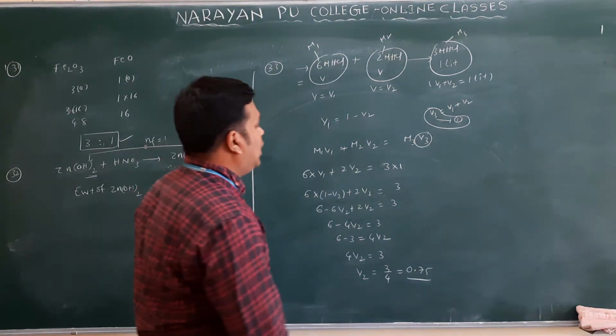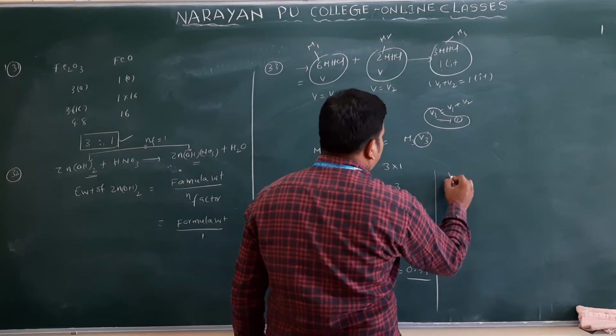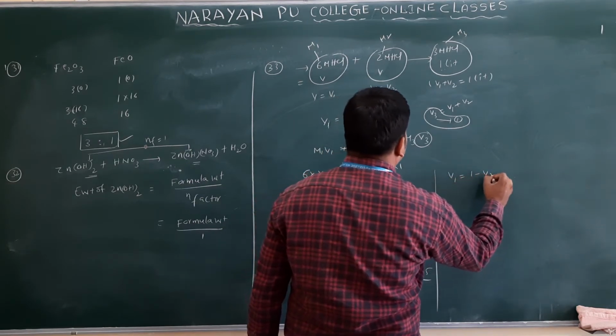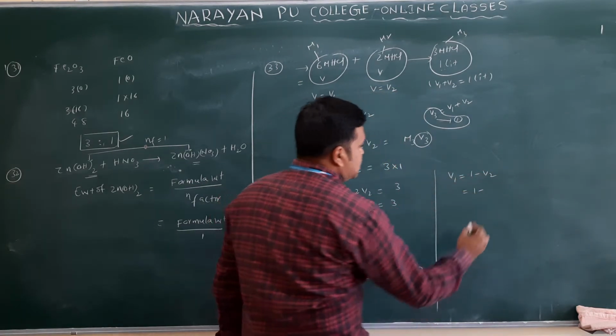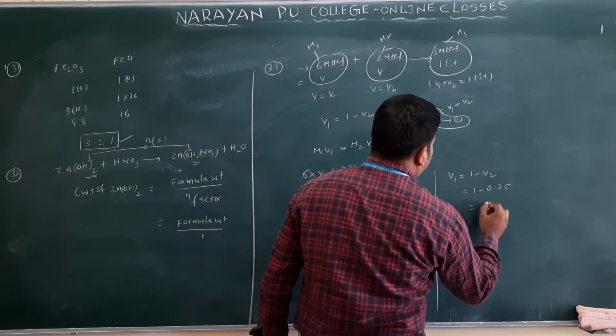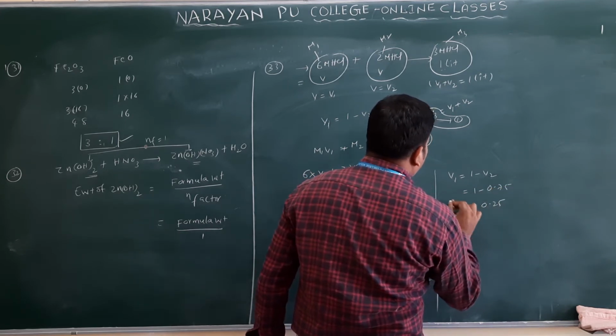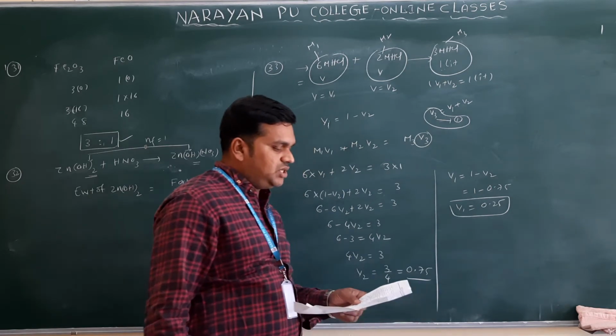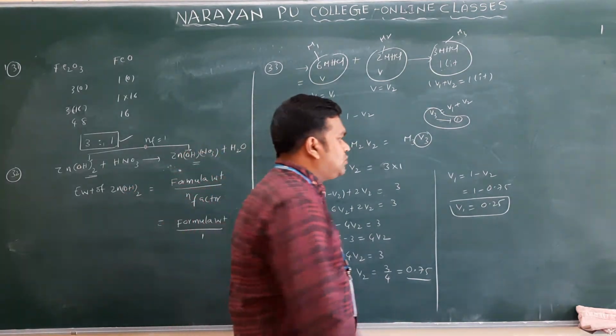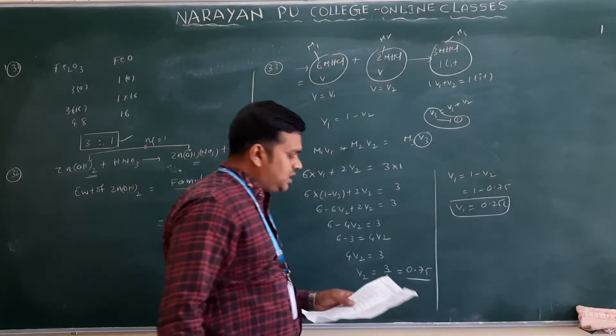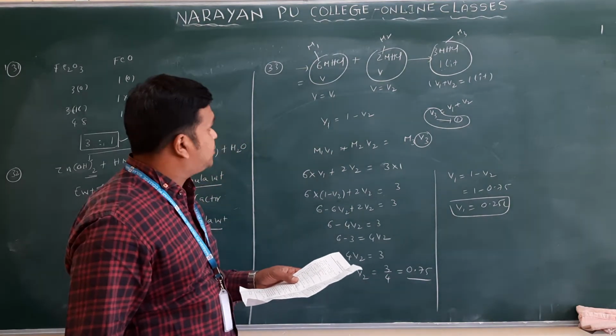But the asked volume, now what you can write here, V1 is equal to 1 minus V2, that is 1 minus 0.75. How much is it? 0.25. So your answer is 0.25. So this is question number 33.